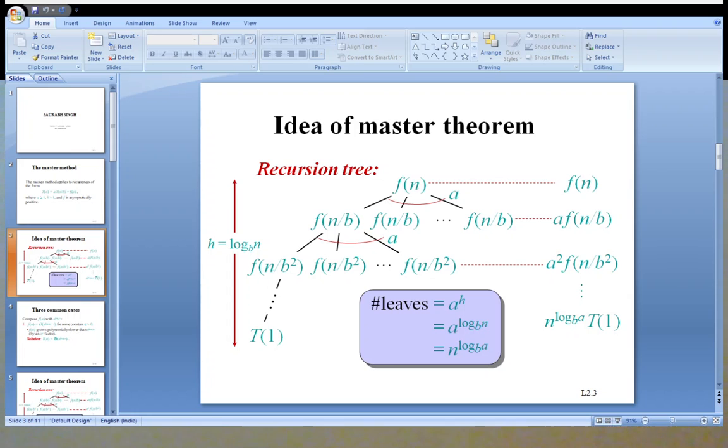When n upon b raised to the power h becomes equal to 1, then at that point this tree will stop. So n is equal to b raised to the power h, and taking log base b on both sides, we can say that the height would be equal to log of n base b, right? And similarly, the tree will be of length log n base b, and at the root we can check out the cost of division at each level.